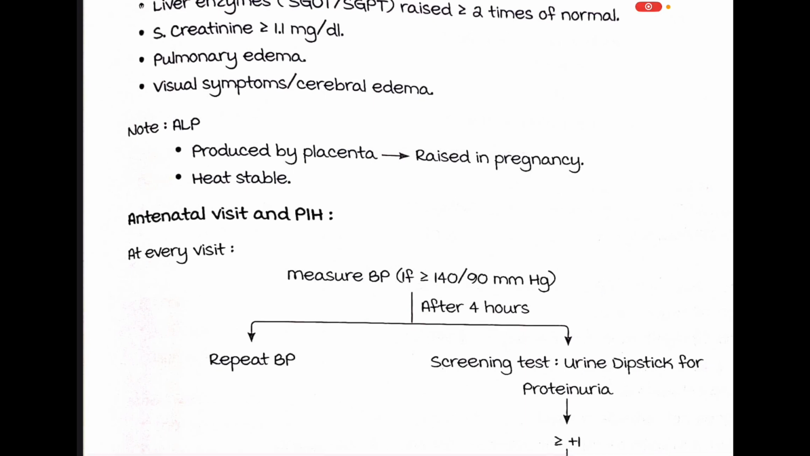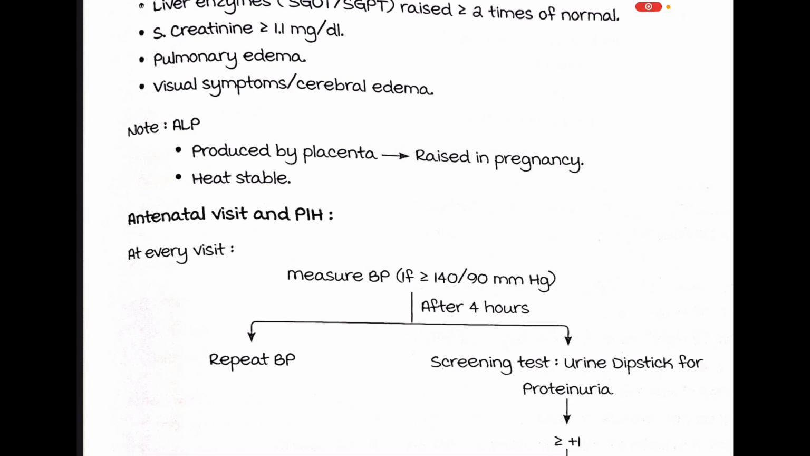Note: ALP, alkaline phosphatase, is produced by the placenta, so it is raised in pregnancy. It is a heat stable protein.